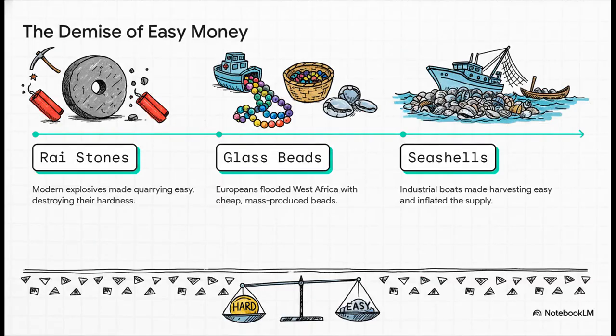And you see this exact same pattern repeat itself over and over again throughout history. The rai stones failed once technology made them easy to make. Glass beads were a form of hard money in West Africa until European ships showed up and just flooded the market with cheap, mass-produced beads, basically draining the region's wealth. Same thing with seashells. They worked as money until modern boats could just dredge them up by the ton, causing massive inflation and destroying their monetary value.